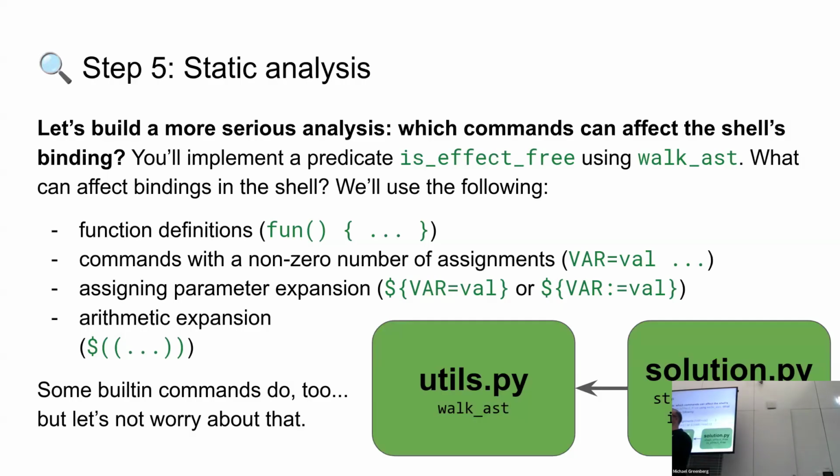And then lastly, arithmetic expansion can mutate bindings because you can add things to numbers. You can change the values of things. So plus equals and then plus plus and minus minus and things like that can all occur here, and these will affect the bindings.